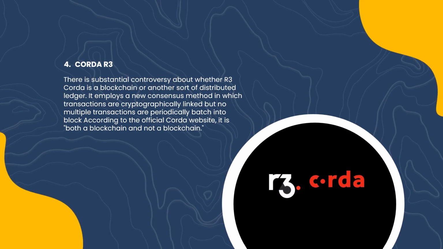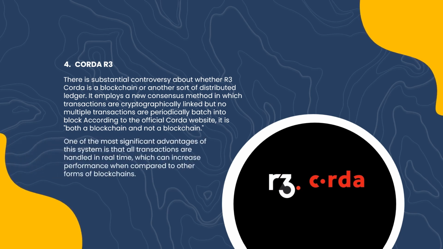Four. Corda R3. There is substantial controversy about whether R3 Corda is a blockchain or another sort of distributed ledger. It employs a new consensus method in which transactions are cryptographically linked, but multiple transactions are not periodically batched into blocks. According to the official Corda website, it is both a blockchain and not a blockchain. One of the most significant advantages of this system is that all transactions are handled in real time, which can increase performance when compared to other forms of blockchains.